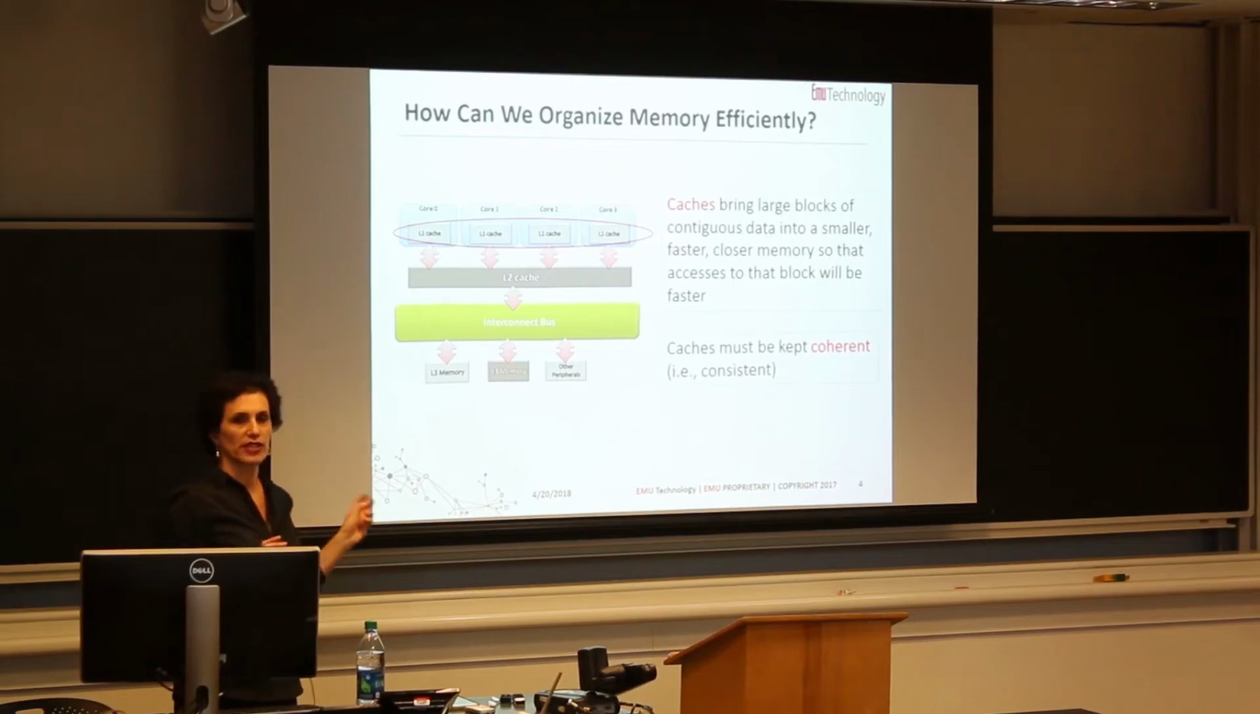One thing that's really important in today's architecture is organizing memory efficiently, because like I said, accessing memory hurts an algorithm. So we have this thing called a cache in a modern day architecture.